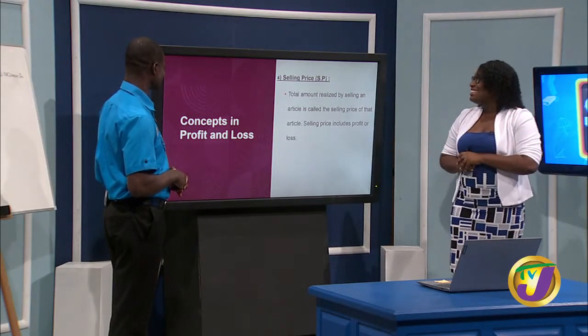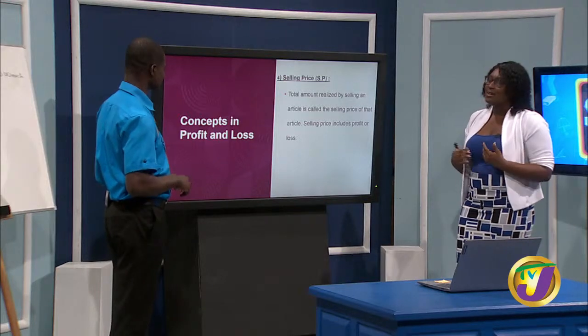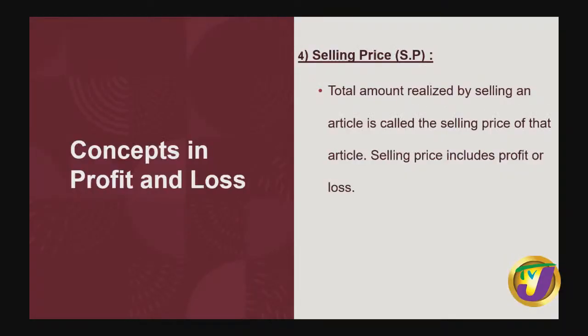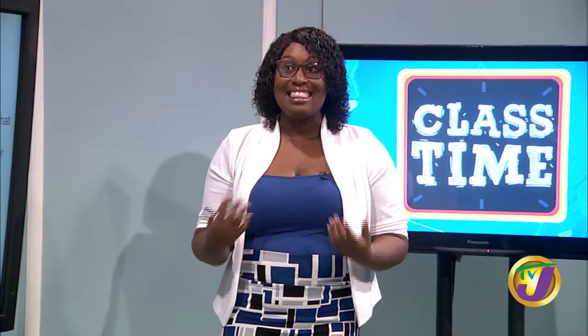Okay, so the selling price is inclusive of profit or loss. When I sold my jersey for $1,500, it included my $300 profit, no matter how little the profit was. Suppose I sold my jersey now for $1,000, when I bought it for $1,200. My selling price is inclusive of a $200 loss. So the selling price is inclusive of either my profit or my loss, right?